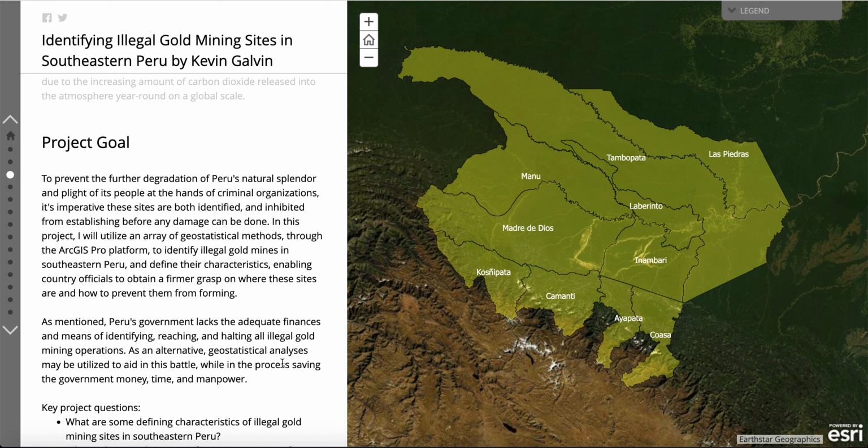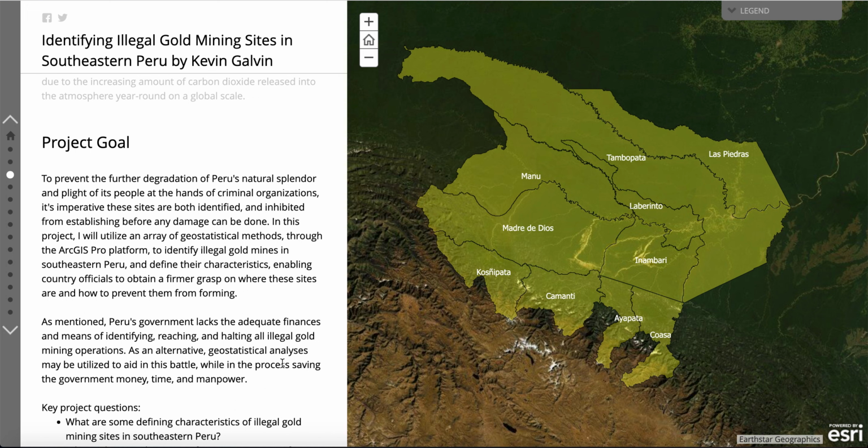With this project, I will be utilizing various geostatistical methods to both identify current mining sites and produce a model for predicting their probability so that they can be prevented from establishing in the first place. As mentioned, Peru's government lacks the resources to identify, reach, and halt the operations. Models, such as the ones produced in this project, can be utilized while in the process saving them money, time, and manpower.